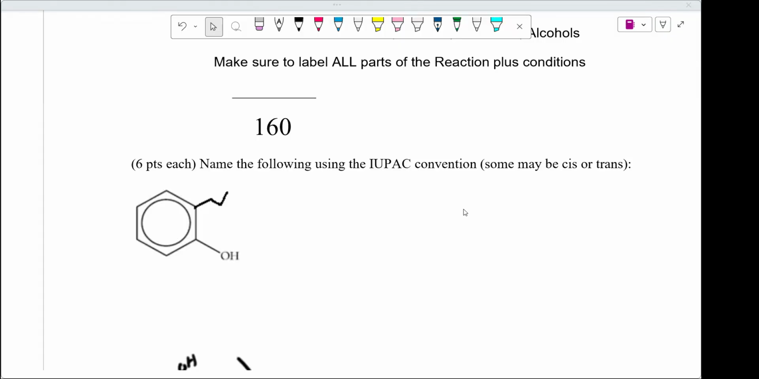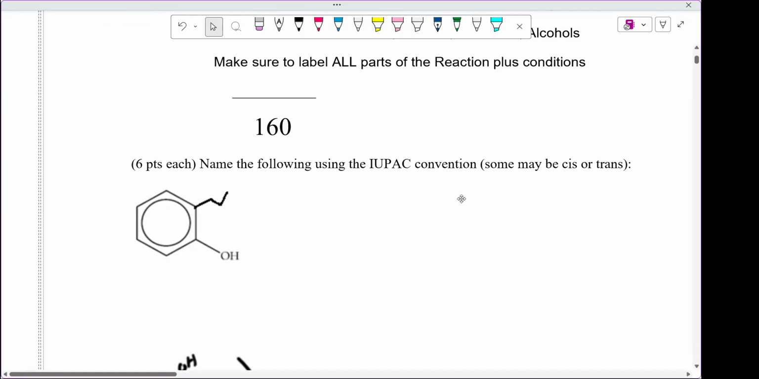Okay, so this is last spring's test, spring 25. As I was telling you before, every test has three parts: naming structures and structure naming, intermolecular forces, and reactions. Okay, so we're going to be naming this now.